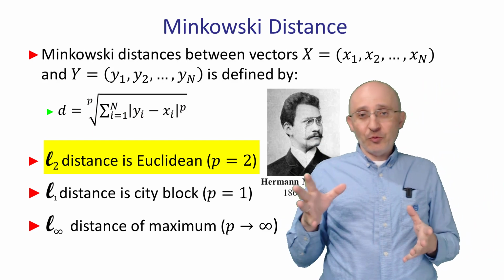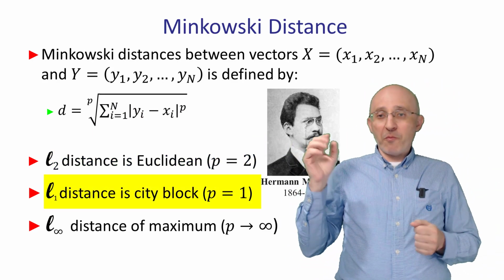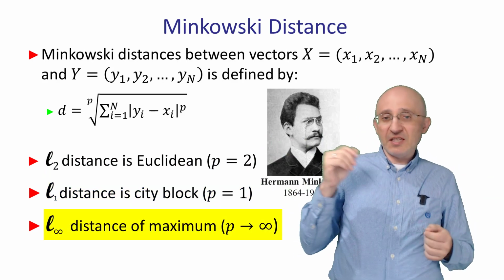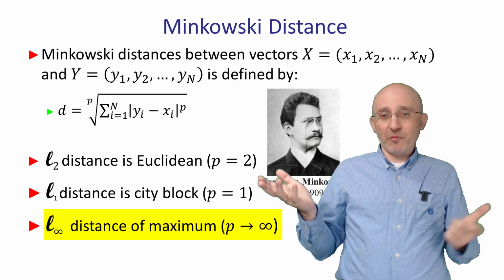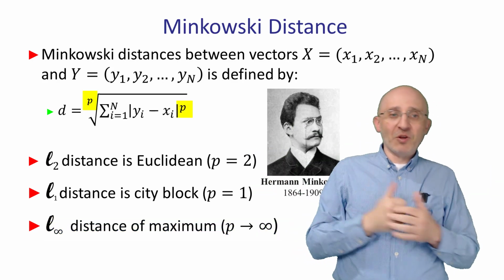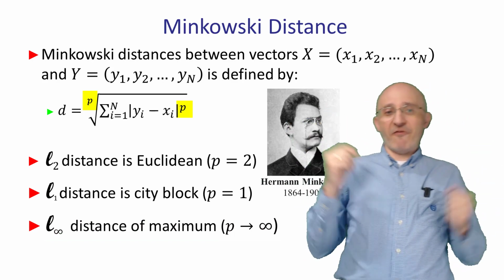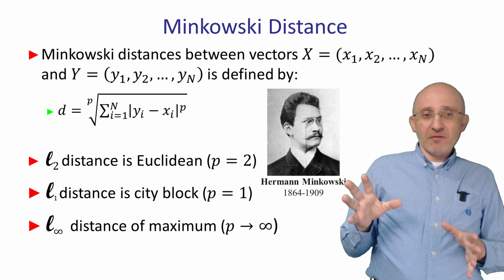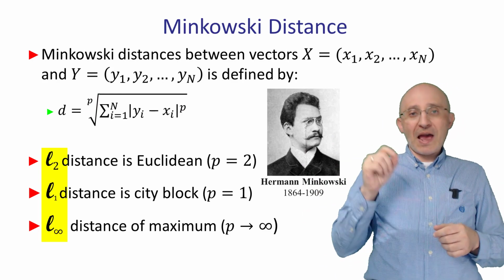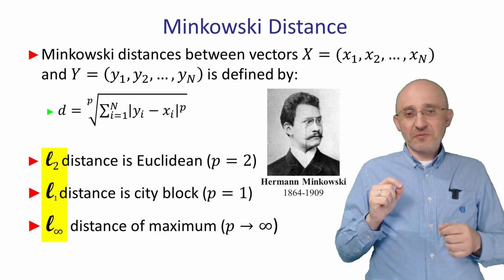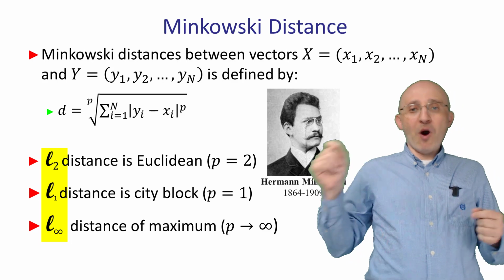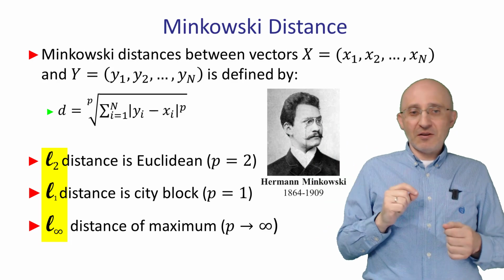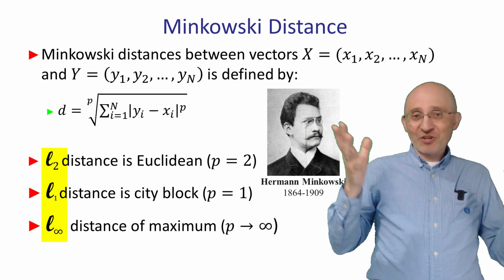Naturally, for p equal to 2, we get Euclidean distance. For p equal to 1, we get city block distance. And if p approaches infinity, we technically get the distance of maximum. You can choose other p values if you want to, and you can get different distances using the same formula. Because of this formula and the relation to the parameter p, the Euclidean distance is also called L2 distance. City block distance is called L1 distance. And the distance of a maximum is called L infinity, or Chebyshev distance. Same Chebyshev from the filters.